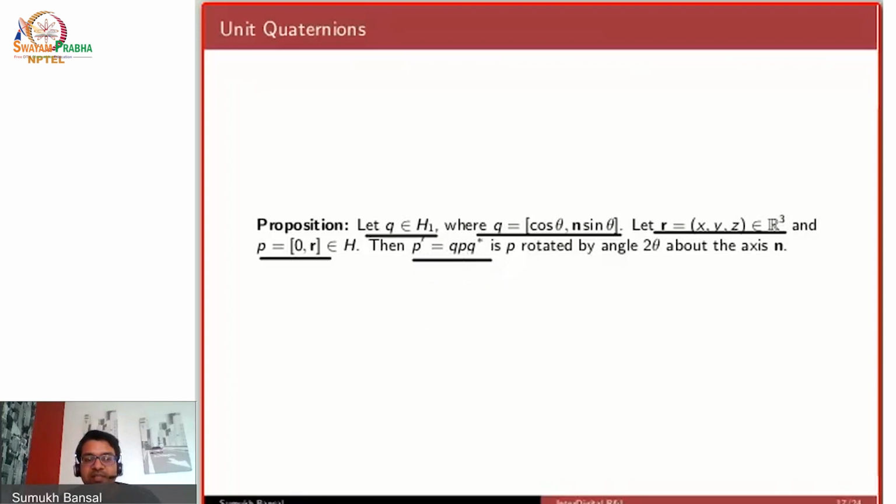So the proposition says that P dash, given by Q P Q conjugate, is a rotated version of P about an axis n by an angle 2 theta. And the important thing is the angle 2 theta. So in some sense, when we want to rotate a vector by a quaternion, while designing the quaternion, we need to half the angle of rotation.